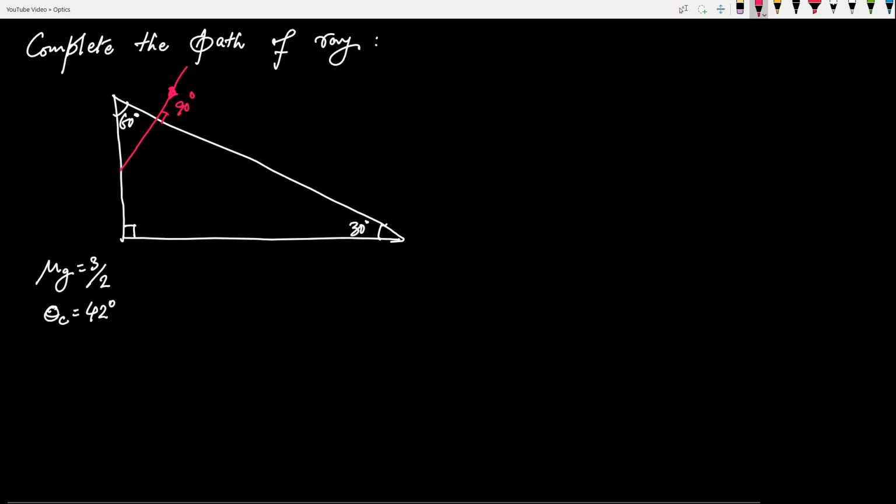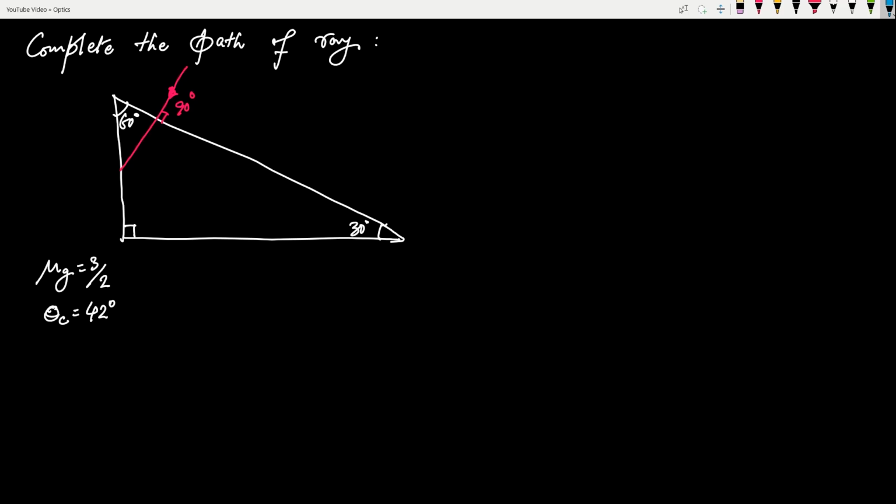Okay, now let's look into this final problem. It says complete the path of the ray. If you just understand how the rays flow here, then many questions can be asked from this. So let's understand the concept first, then I will tell you what questions you can get from this kind of scenario.